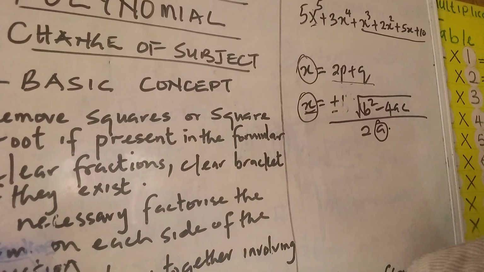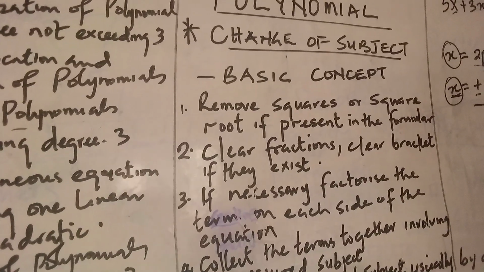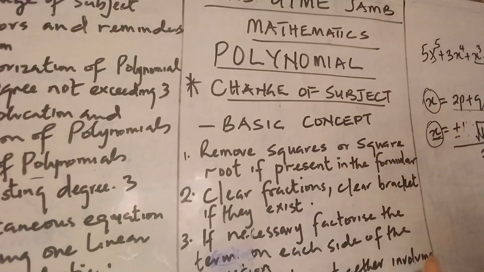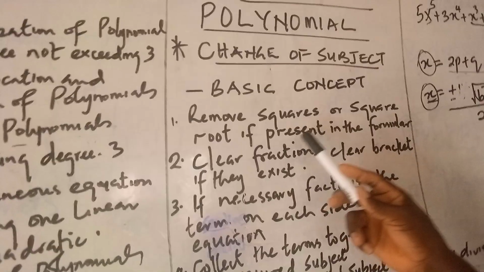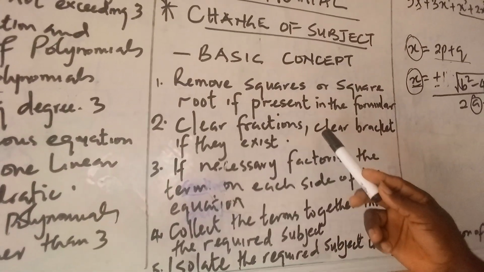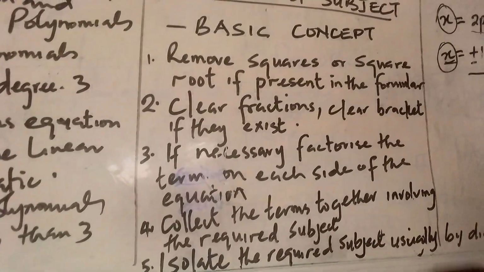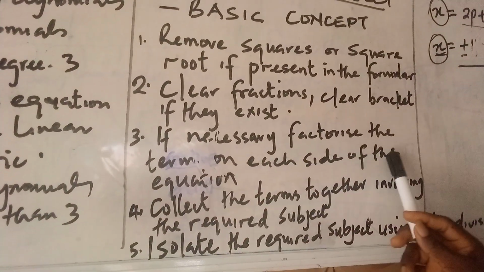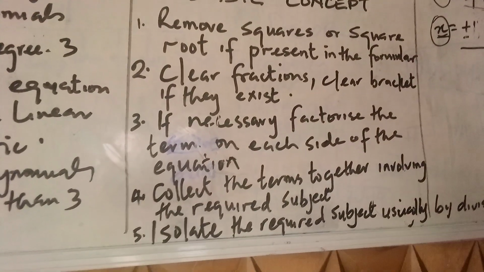But solving these things has its own rules. The basic concepts that we consider when treating change of subject are: 1, we must remove the squares or the square roots if they are present in the given formula. 2, we should clear the fractions or clear the brackets if they exist. If necessary, factorize the terms on each side of the equation. Then we can also collect like terms together.